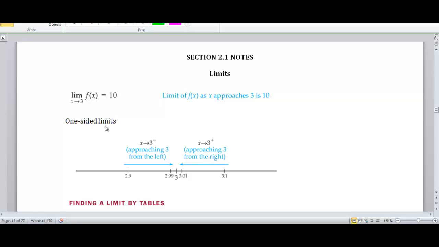A one-sided limit means you're only approaching from one side. See, if I just say x approaches 3, that means I'm approaching from the right and the left. But if you see a 3 with a minus up top in the superscript, that means x approaches 3 from the left. And if it says x approaches 3 plus, that means x approaches 3 from the right.